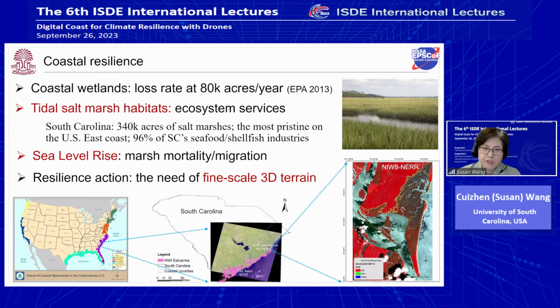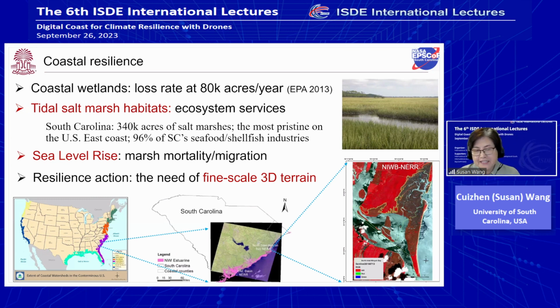And more specifically, the wetland vegetation and the submerged habitats in the intertidal zone have important ecosystem services like flood control, erosion control, nutrient filtering, water quality, carbon, and also, very importantly, the economy, the recreational and commercial seafood industry.